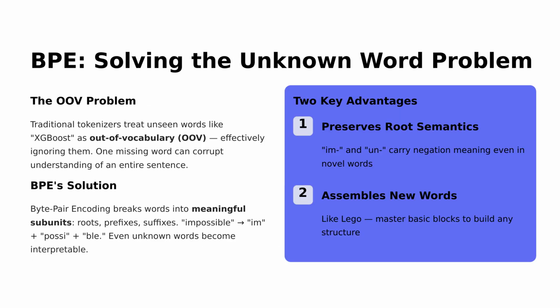Today, we're tackling the out-of-vocabulary or OOV problem. Traditional tokenizers often stumble on words they haven't seen before, like XGBoost, which can disrupt the entire meaning of a sentence. Enter Byte Pair Encoding, or BPE. It breaks words into meaningful subunits, allowing even unknown words to be understood. BPE offers two major advantages. It preserves root semantics, such as im and un, and it assembles new words like building with Lego blocks.